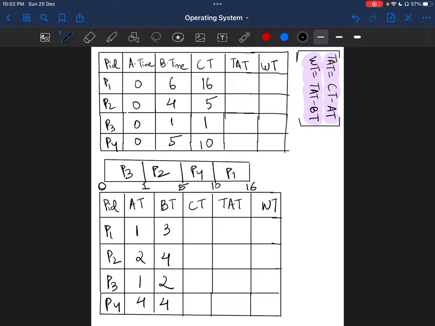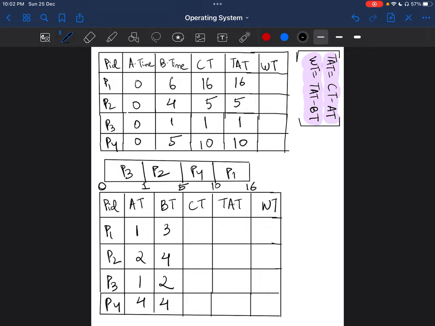Now we'll find the turnaround time. Turnaround time is completion time minus arrival time. This will be 16, this will be 5, this will be 1, and this will be 10. Just add it, 16 plus 5 plus 1 plus 10, and divide it by 4. You'll get your average turnaround time.